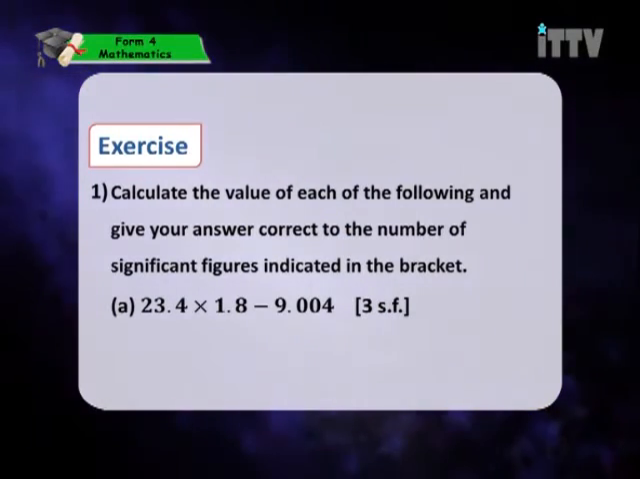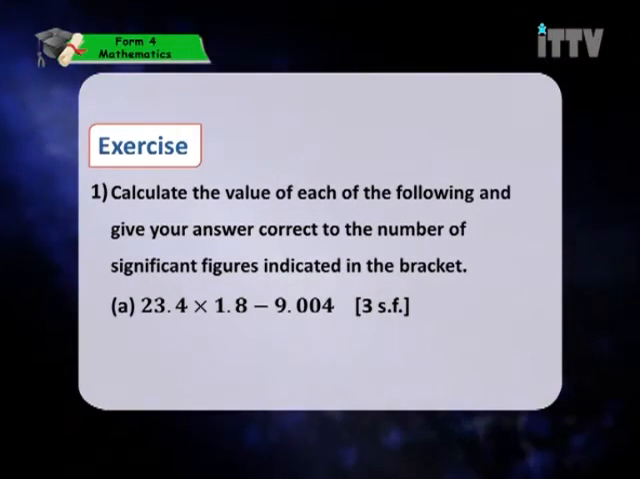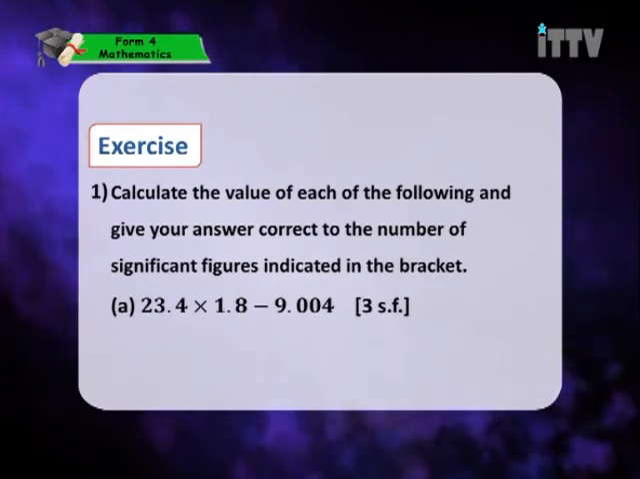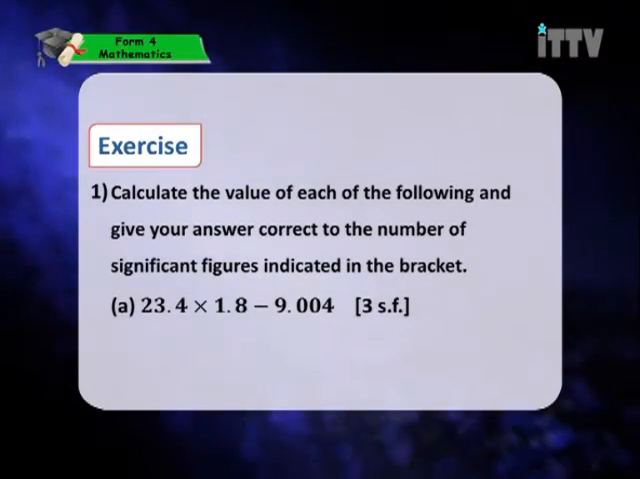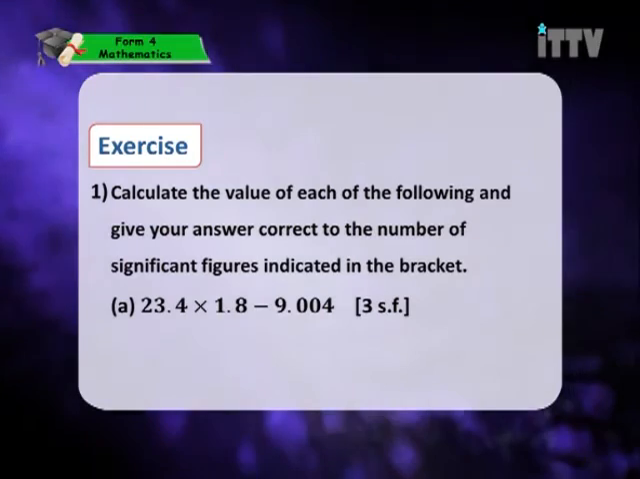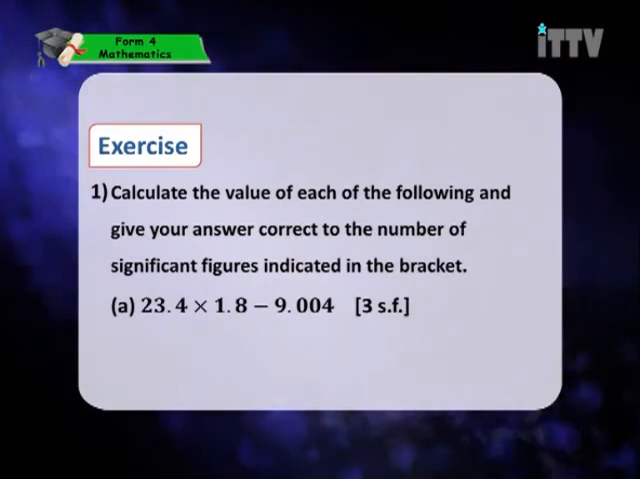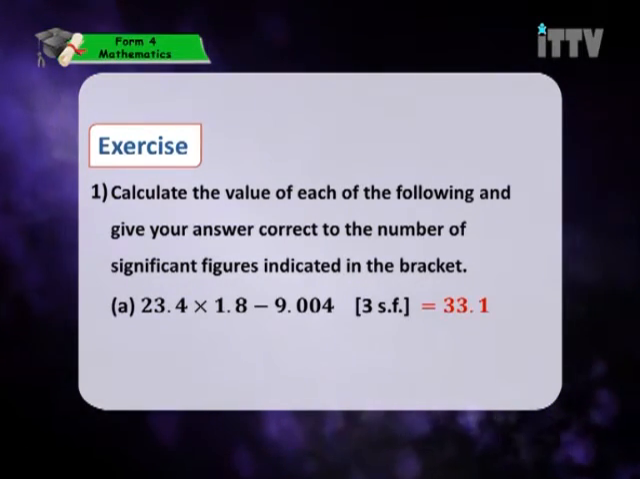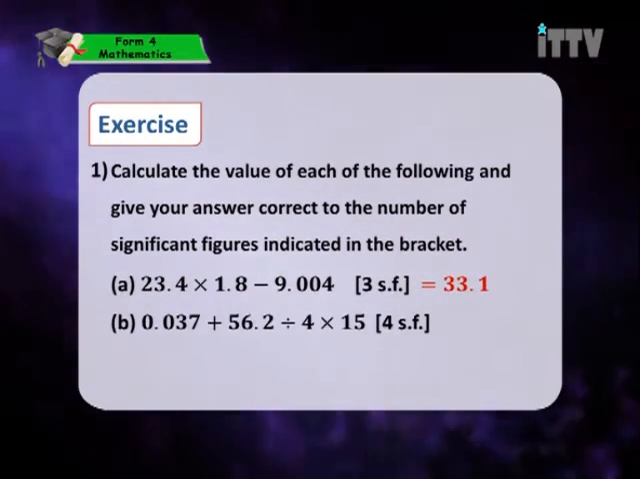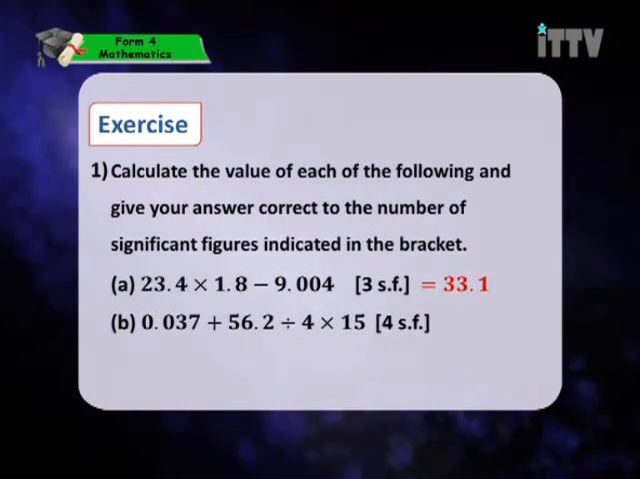And now, calculate the value of each of the following and give your answer correct to the number of significant figures indicated in the bracket. Remember, when you perform an operation, the answer is not necessarily in the amount of significant figures that you want. Look at the bracket. Round off the answer correct to 3 significant figures. After rounding off, 33.1. Round off the question in B to 4 significant figures.